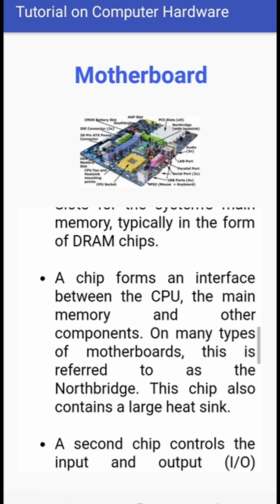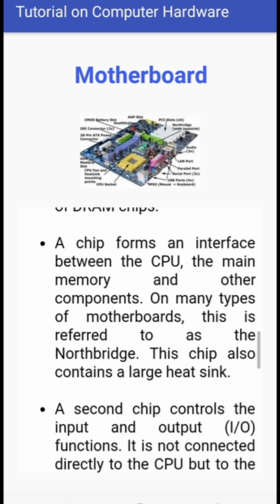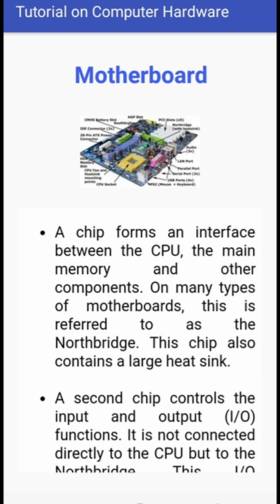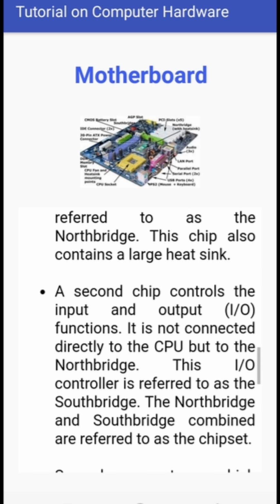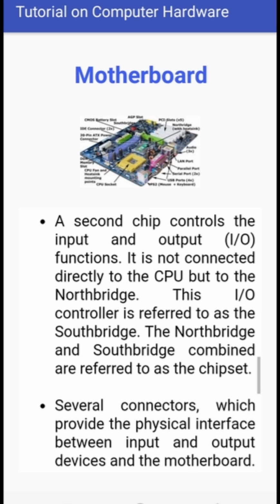A chip forms an interface between the CPU, the main memory, and other components on many types of motherboards. This is referred to as the north bridge. This chip also contains a large heatsink. A second chip controls the input and output (I/O) functions. It is not connected directly to the CPU but to the north bridge. This controller is referred to as the south bridge. The north bridge and south bridge combined are referred to as the chipset.